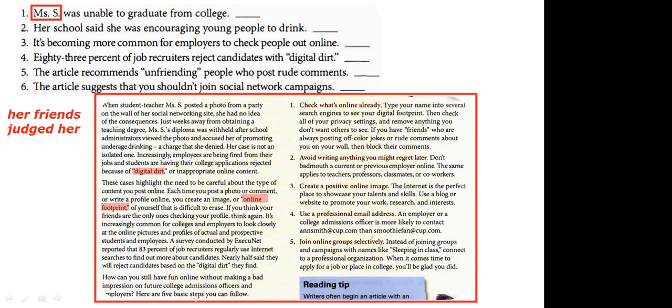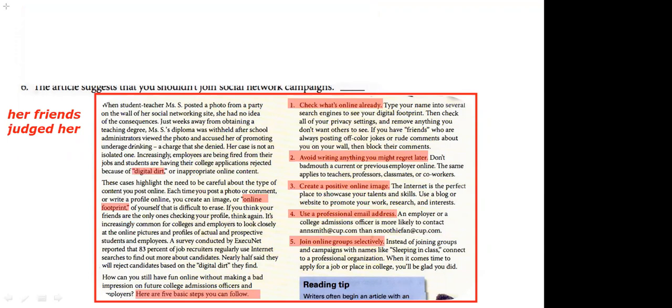Now, this article tells you 5 basic steps to follow. Of these 5 steps, we have: 1, check what's already online. 2, avoid writing anything you might regret later. 3, create a positive online image. 4, use a professional email address. And 5, join online groups selectively. Now, of all of these, which one do you already do?